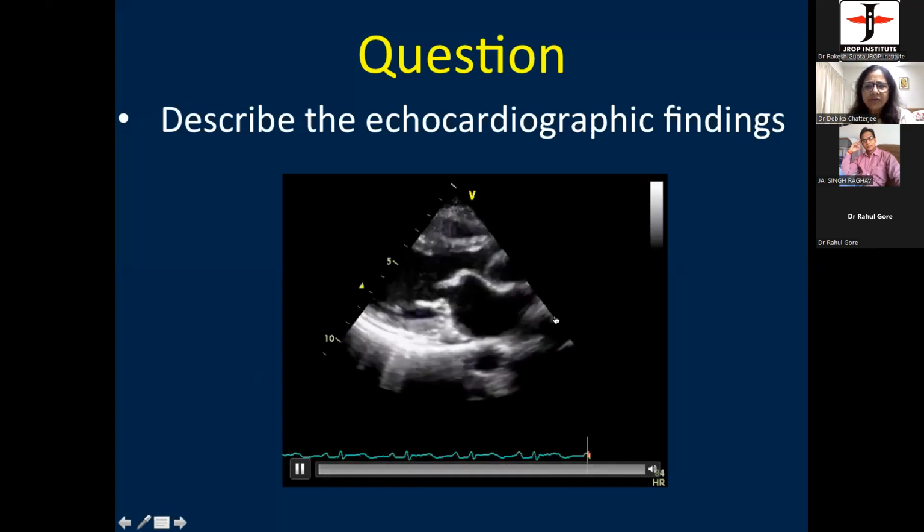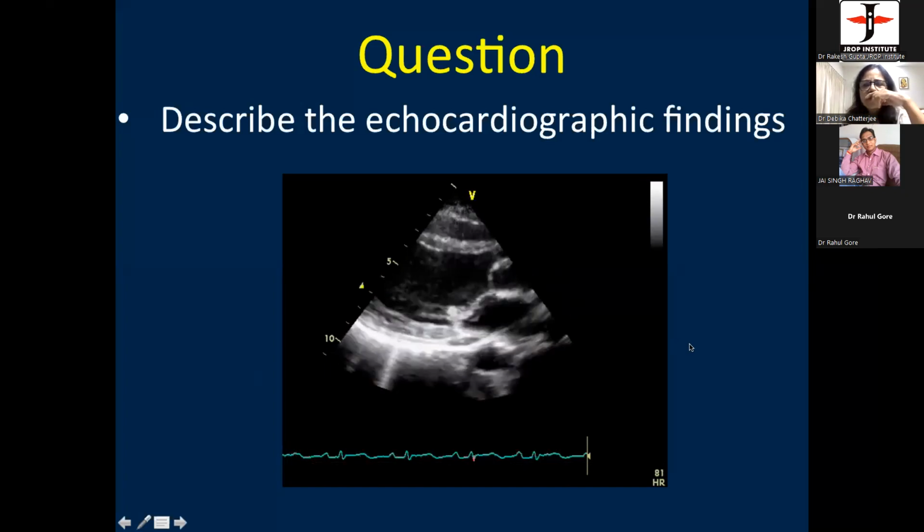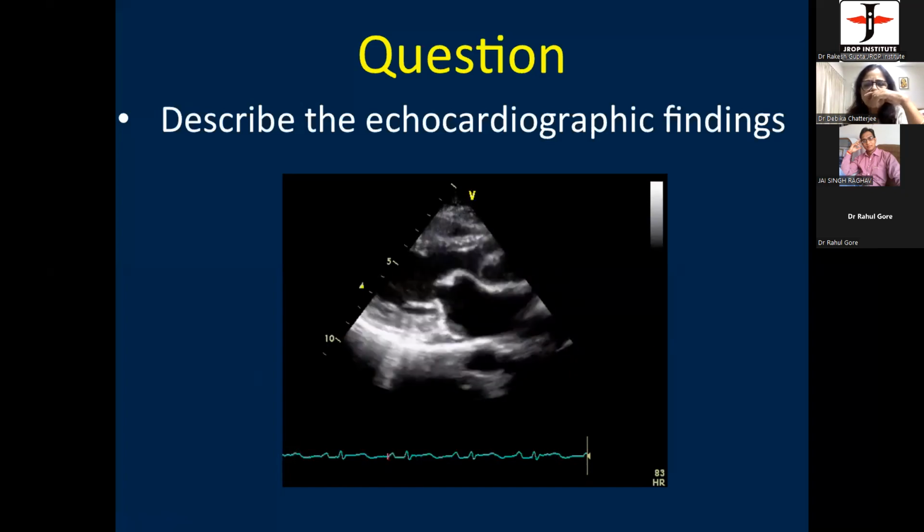Findings of this patient. Rahul, may I request your colleagues to please be silent for a few minutes? Okay. I'm getting out of this.